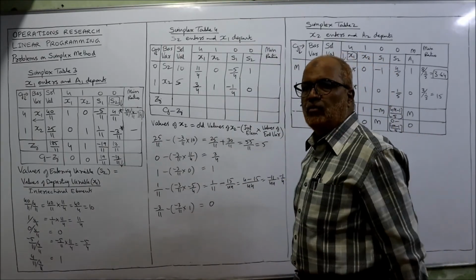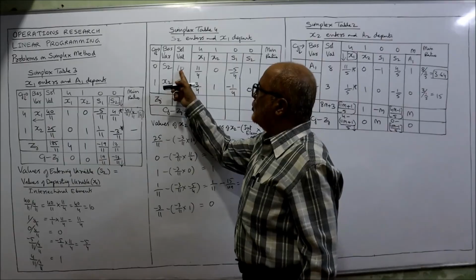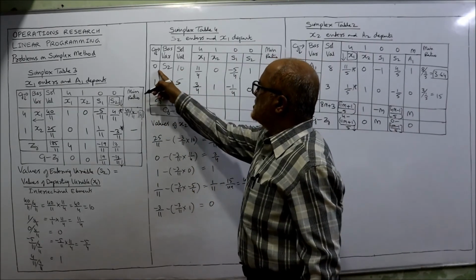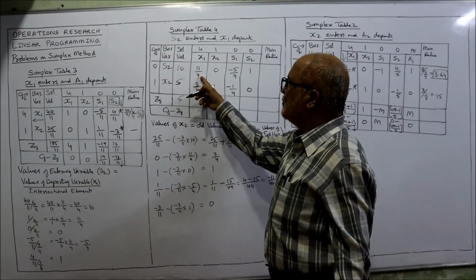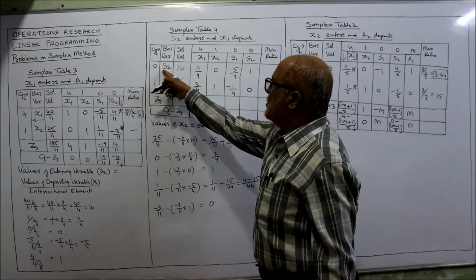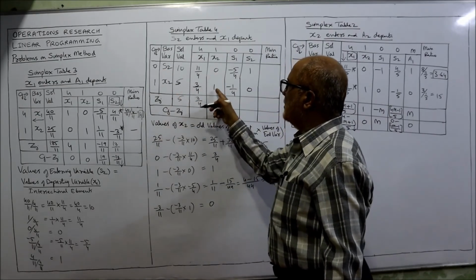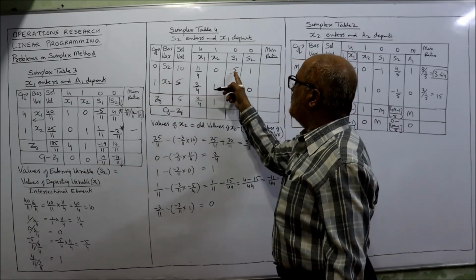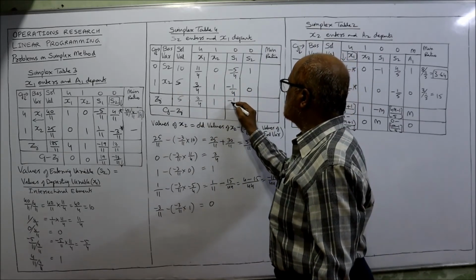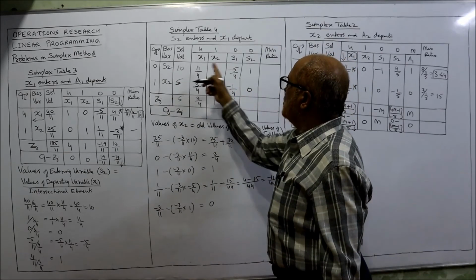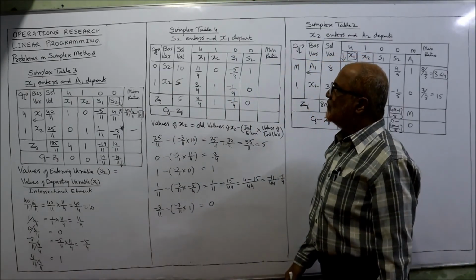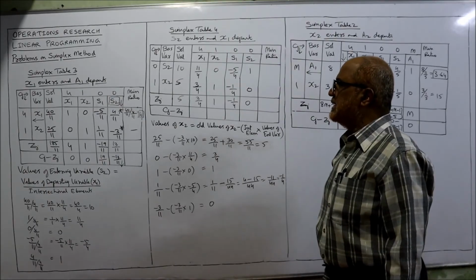Now the zj value we have to calculate. 0 into 10 is 0. 1 into 5 is 5, so here comes 5. 0 into 11 by 4 is 0. 1 into 3 by 4 is 3 by 4. 0 into 0 is 0. 1 into 1 is 1. 0 into minus 5 by 4 is 0. 1 into minus 1 by 4 is minus 1 by 4. Then 0 ones are 0. 1 into 0 is 0. That's all. So we have calculated all the zj values.